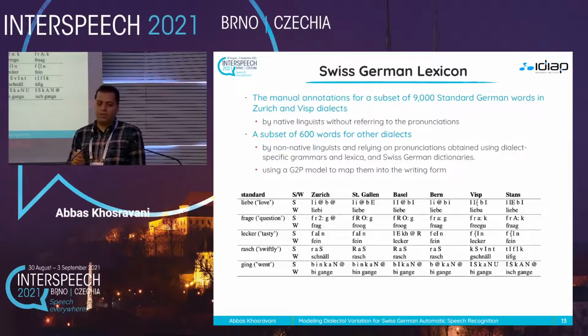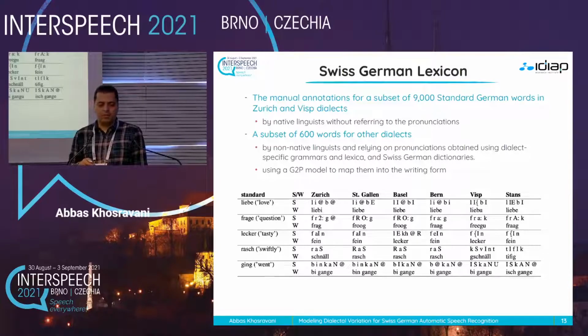We have a manual annotation for about 9,000 words by native linguists without referring to the pronunciation. So they just try to collect this information from people. But a subset of 600 words were collected using books and dictionaries, so they are not very well collected because they are from non-native speakers. So we also use a G2P model to map them to the writing form for those 600 words.